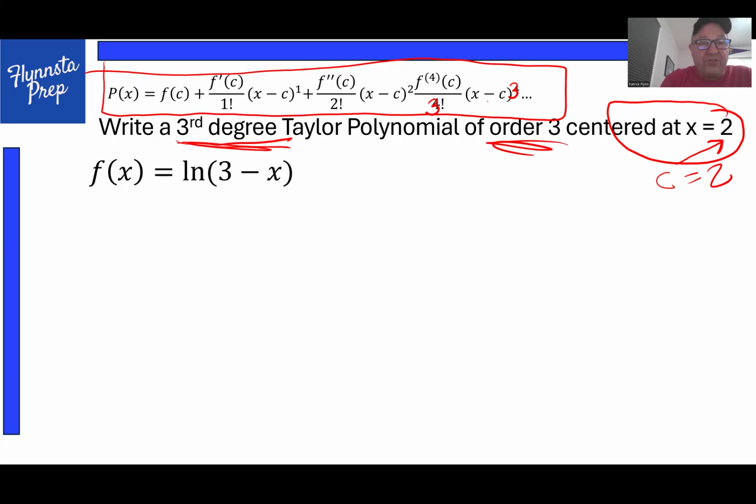Well, first things first, we need to find 3 derivatives. So the first derivative is -1 over 3 minus x. Remember that chain rule. And I'm going to rewrite that to help out with my other derivatives. That's just going to make finding those other derivatives a lot easier.